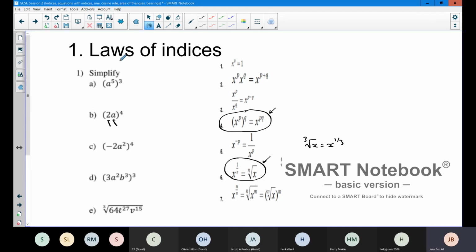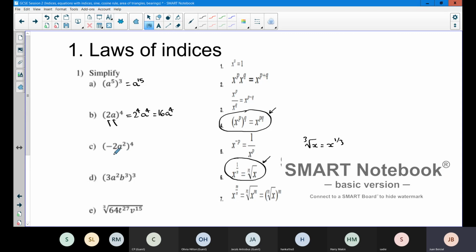Okay. So as you can see, we're doing this starter on indices, and you've got a to the power 5, all to the power 3. When we've got a power of a power, all we have to do is multiply the exponents. So that is just a to the power 15. Now, because we've got a bracket here, everything inside the bracket has to be raised to the power 4. So we get 2 to the power 4, and a to the power 4. 2 to the power 4 is 16. The answer to that is 16a to the power 4.